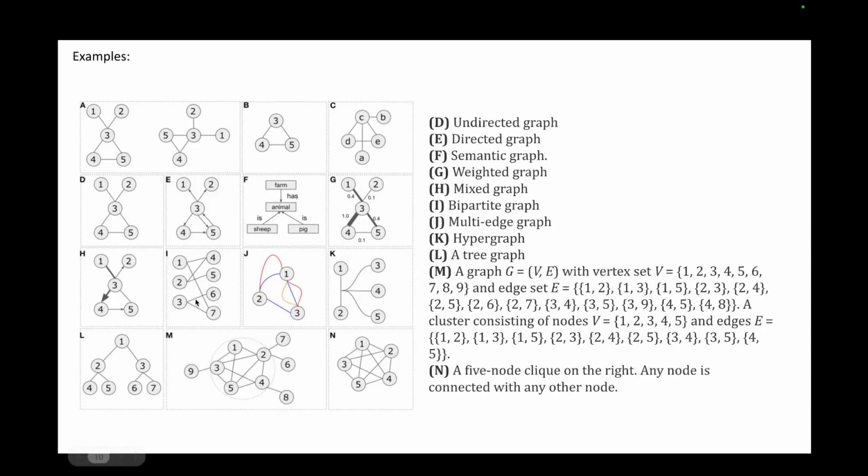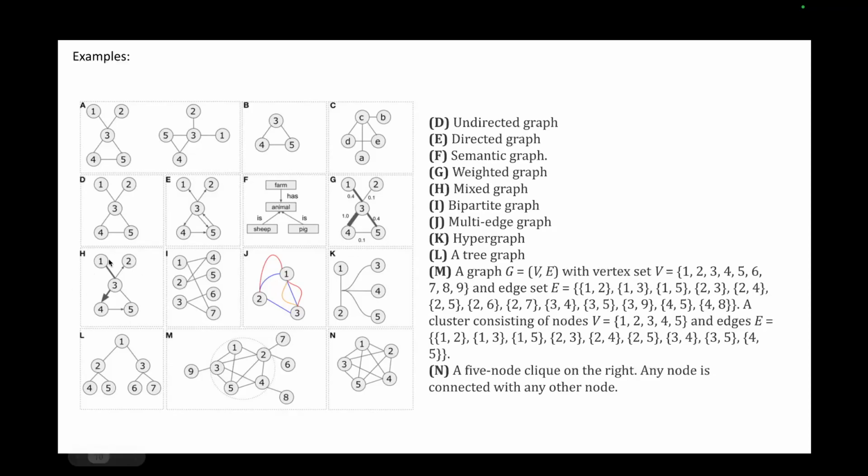And this is a bipartite graph. So you have two clusters of nodes. 1, 2, 3 is a cluster, and 4, 5, 6, 7 is another cluster. Cluster 1 connects to cluster 2, but individually they are not connected. So 1 does not connect to 2 or 3, and 4 does not connect to 5, 6, 7. The clusters are connected, but individually the nodes are not connected. This is what is known as a bipartite graph.